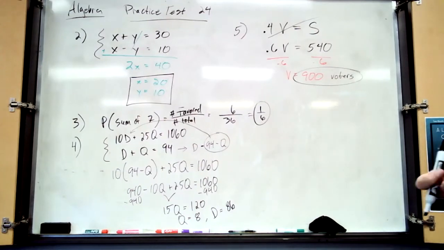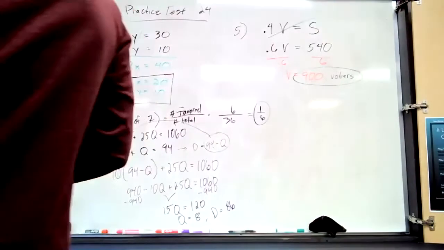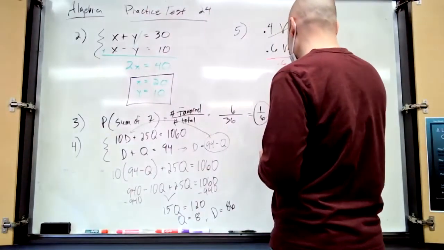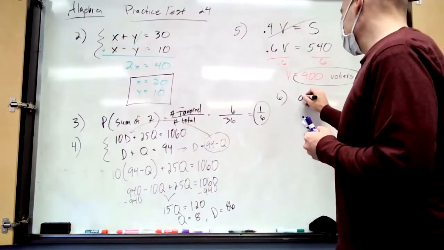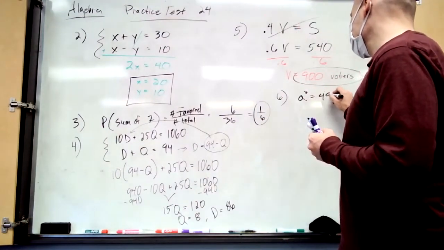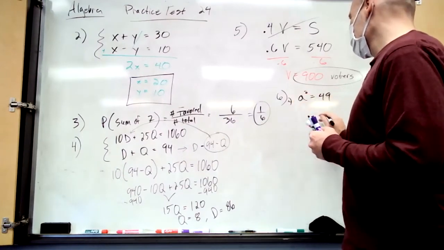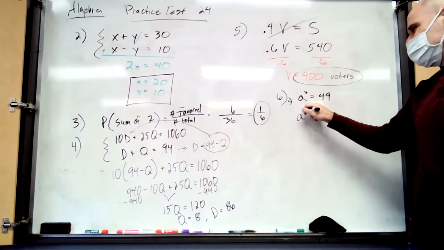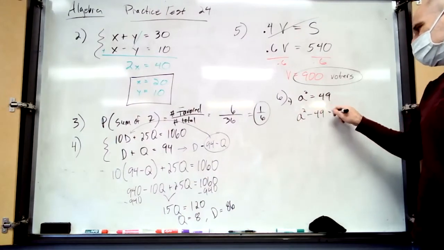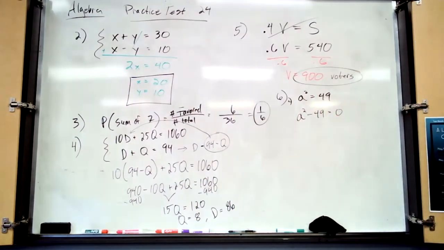All right. Use the difference of two squares theorem to find all the solutions. You don't have to use the difference of two squares theorem, but you can if you want. a squared equals 49. So that's when you can subtract 49 from both sides, and you get a squared minus 49 equals 0. Okay? So how do you factor a difference of two squares? Remember doing that?